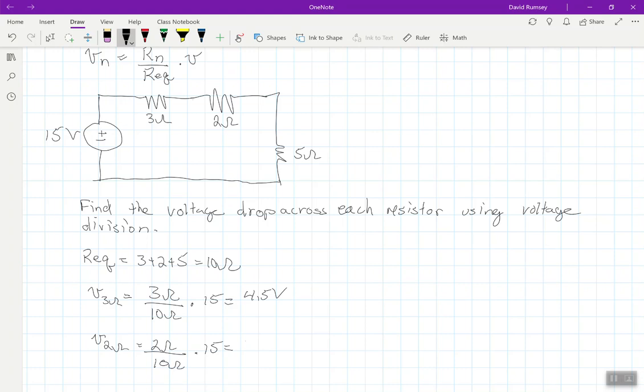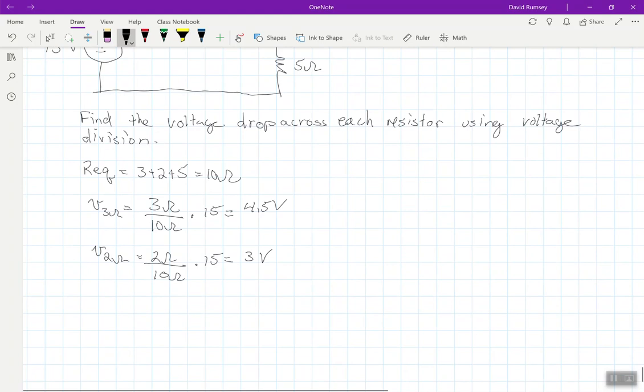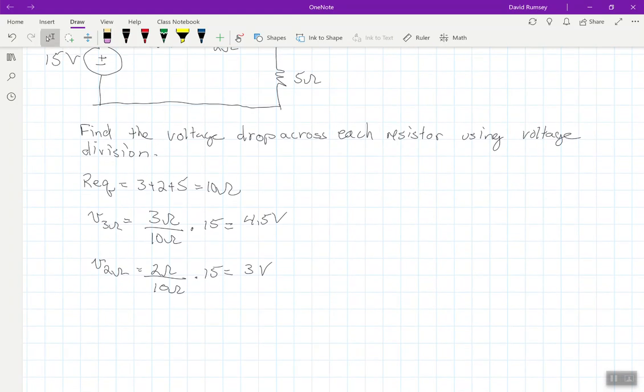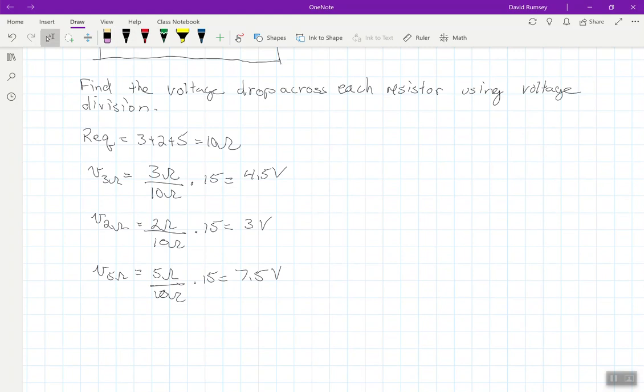And we get that this is 3 volts. Now, the voltage drop across the 5 ohm resistor is 5 ohms over 10 ohms times 15, which would be 7.5 volts. So that's it. That's voltage division. Now, one thing we should notice here, if I were to sum up these voltages, 4.5 plus 3 plus 7.5, we get back to 15 volts.